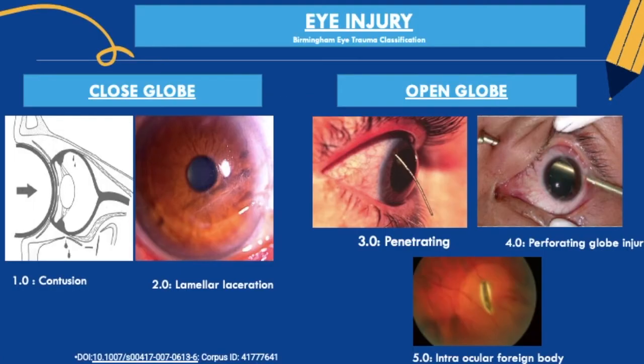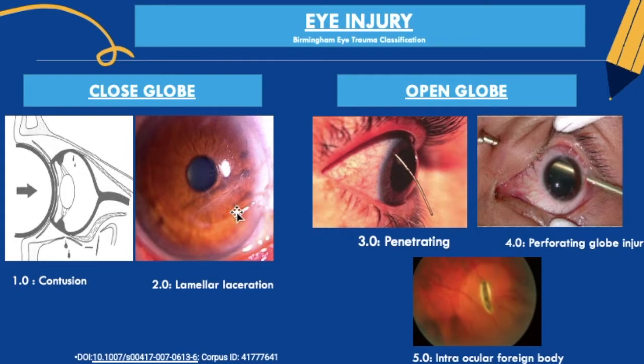Now let's go into the classification of eye injury. We use the Birmingham Eye Trauma Classification. It divides ocular injury into closed globe injury and open globe injury. Now, for the closed globe, it is describing when the injury occurs but the sclera is still intact. Injury mainly comes from the contusion of the eyeball as well as stretching of the eyeball.